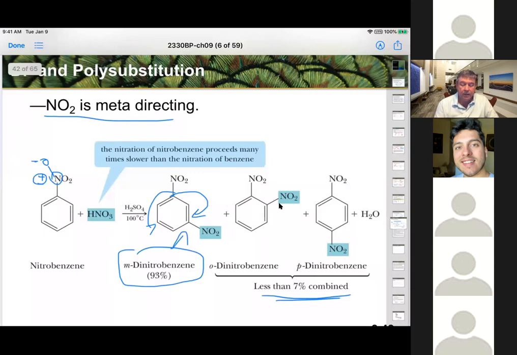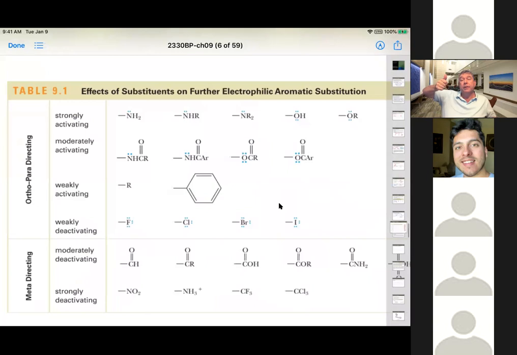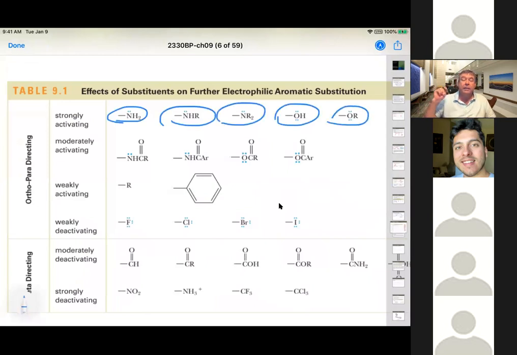Okay, so in general, we can divide them into two classes: ortho-para directing and meta directing. Now, within ortho-para directors, we have what we call strong activators, which make the reaction go very quickly. Those are the ones that have a lone pair, all of these have lone pairs, directly next to the benzene ring.